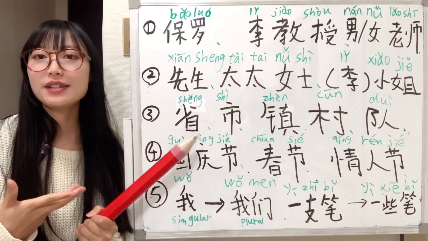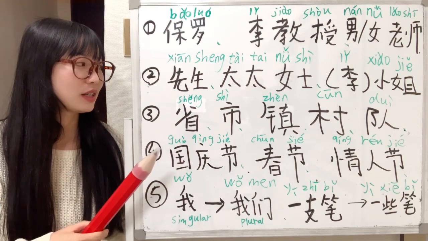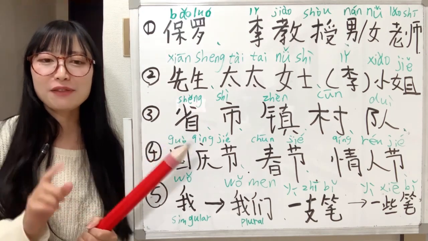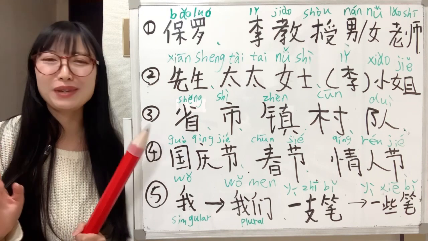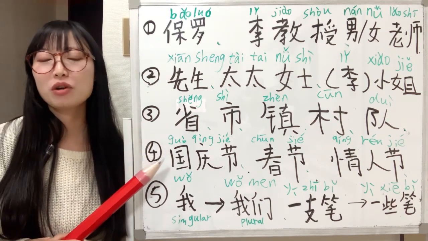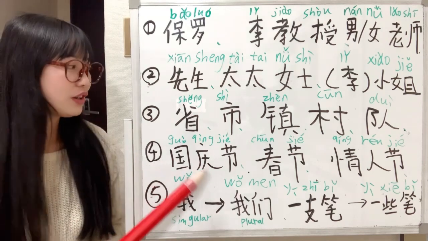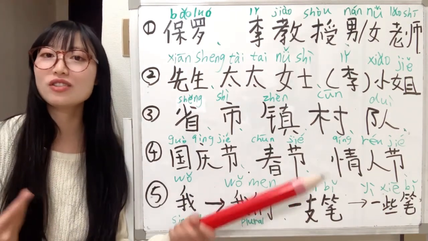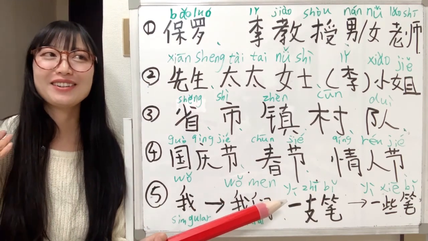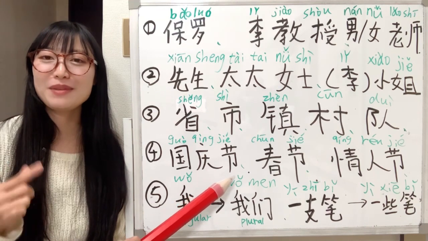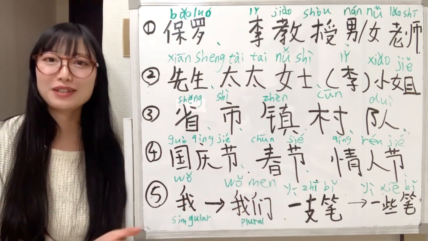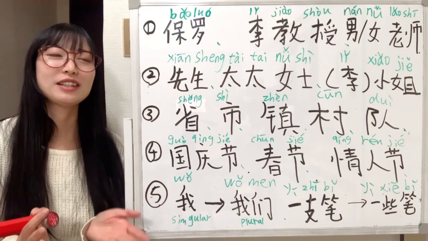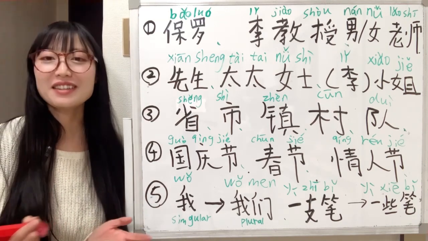Okay, so we learned this, it's more about the system in China, 省 市 镇 村 对, because sometimes you can find the meaning of this, but maybe you don't know which is bigger. Okay, and next one is more about the Chinese culture. You will see this character a lot, 节. So, 国庆节, 春节, 情人节, something 节. Maybe you cannot read Chinese characters yet, but maybe you will see this 节 a lot because all the time we try to celebrate the festival, we will write the Chinese characters on maybe the birthday card or maybe the Valentine's card, right?